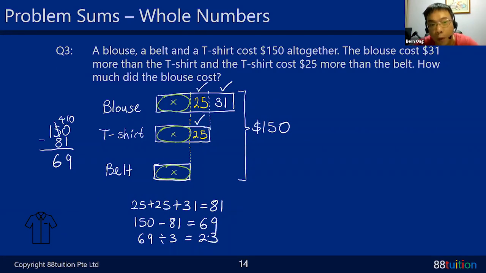But what is the question looking for? The question is looking for the blouse. So the blouse consists of 23 plus the 25 plus the 31. Many of you are doing this, correct or not? So 5 plus 3 plus 1 will be a 9. 3, 4, 5, 6, 7. 79 is the answer. Yep, 79 is the answer. Many of you are doing it this way.